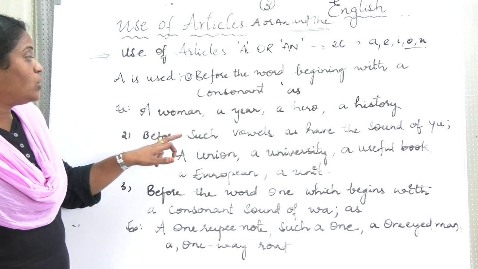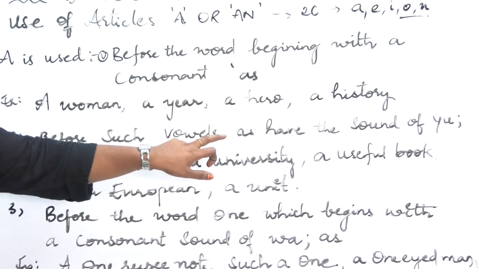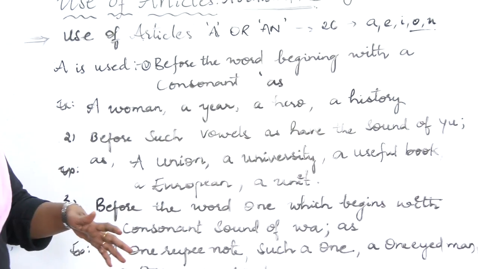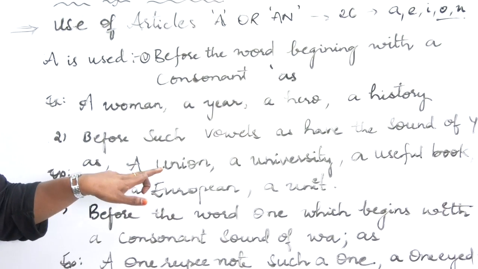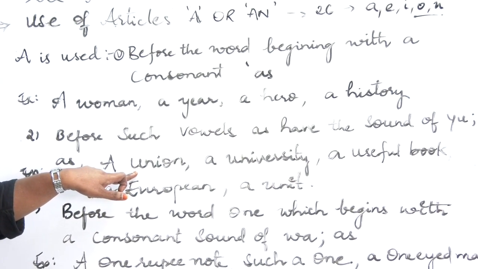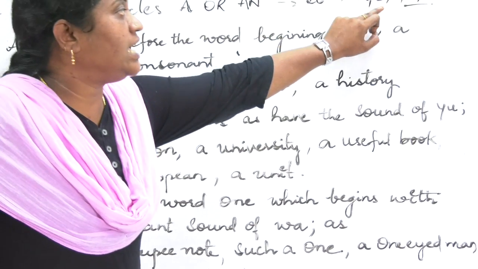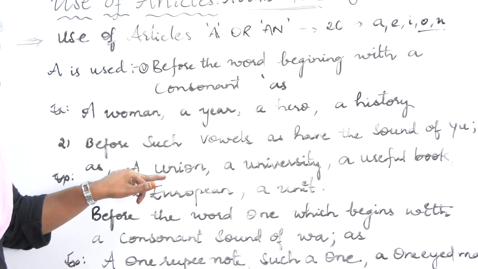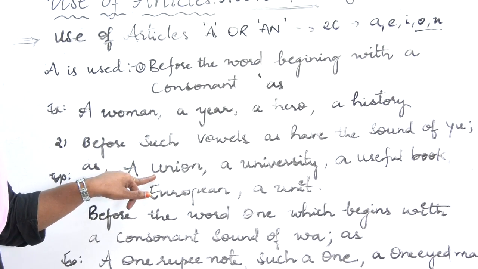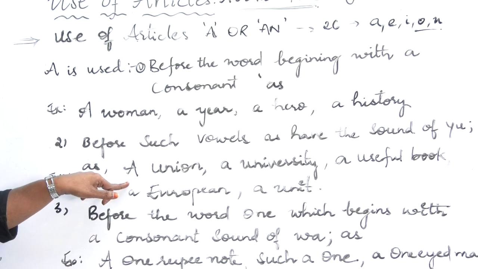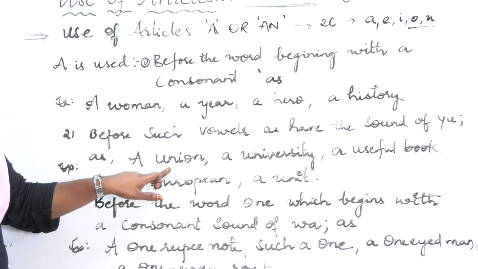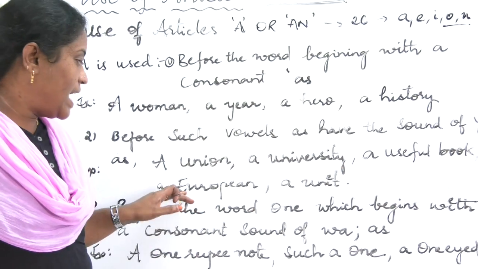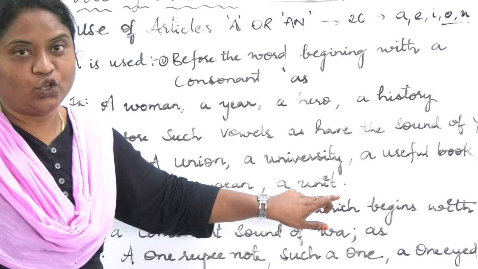Okay, next step. A is also used before such vowels as have the sound of U. See, for example, you may ask me a question like this. U here is actually a vowel, right? We discussed earlier that A, E, I, O, U are called vowels. But here the word begins with U, and still we are using the article a: a union, a university, a useful book, a European, a unit.